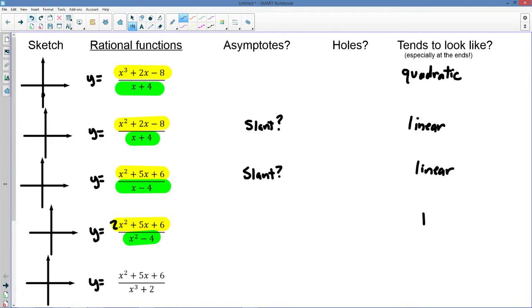But basically, the idea is I'm not getting a diagonal linear, right? I'm going to get a horizontal linear, right? So if we want to jump the gun a little bit, we can just say this is a HA, horizontal asymptote.